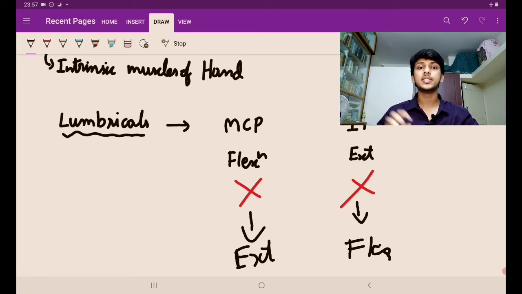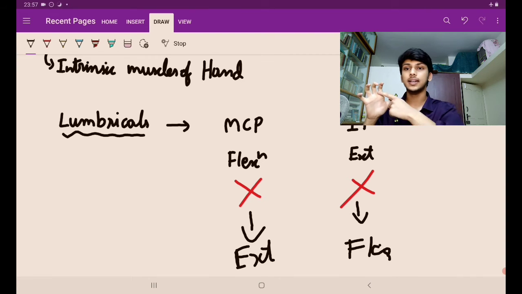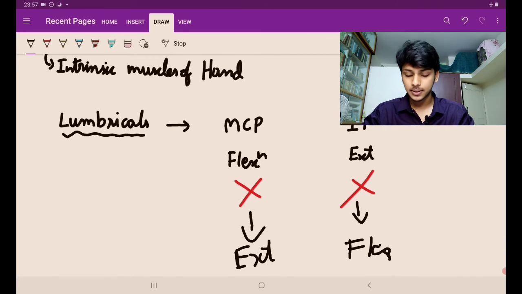Partial claw hand भी होता है. We'll be studying that soon. Okay, like these two fingers happen, other three are normal. These three happen, other are normal. That also happens.